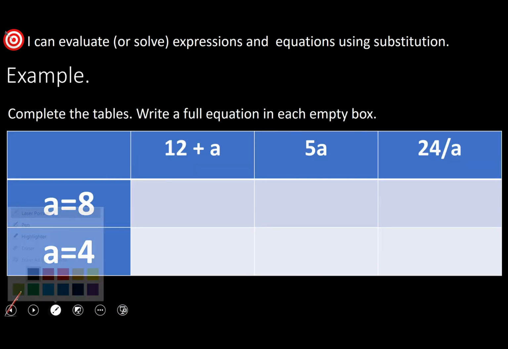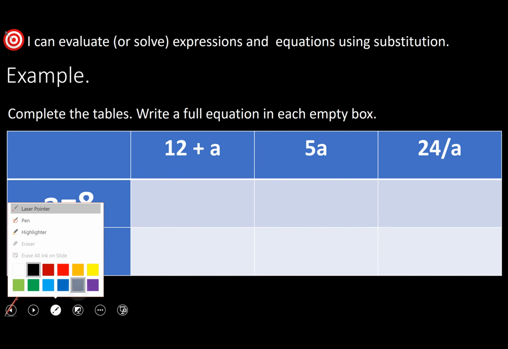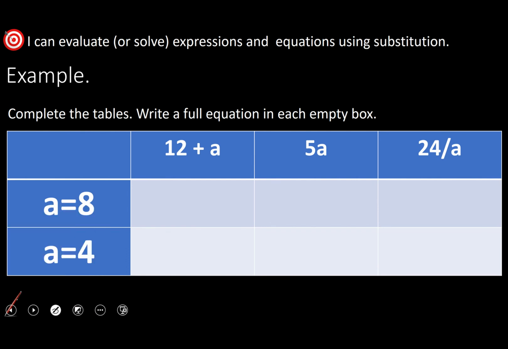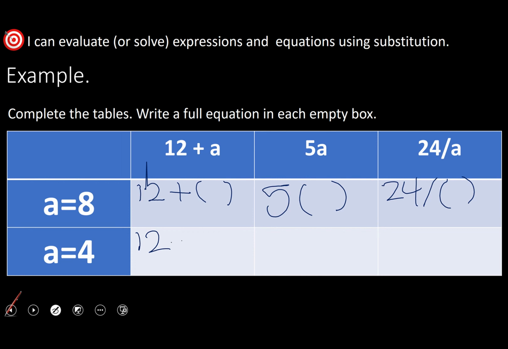So I'm going to show you an example of how to do this. If we have 12 plus a, the first thing I'm going to do is write 12 plus and then parentheses. Because right now, I don't know what a is. I'm going to do the same for all 3 of the problems. So then I have 5 times something and 24 divided by something. It's going to actually be the same thing for the row below because our expression isn't changing. Just our variable value is changing.